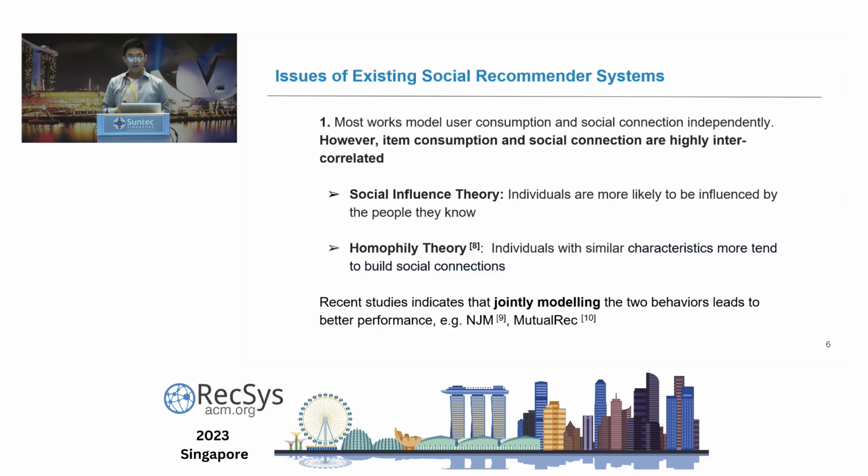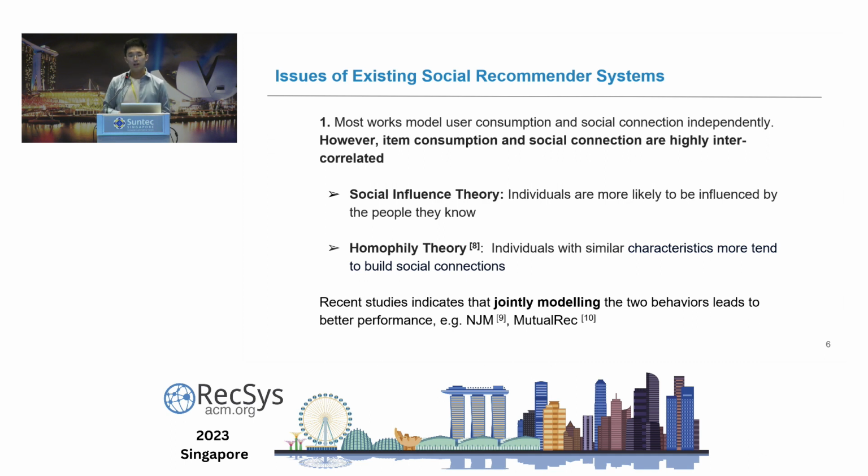Despite their effectiveness, we have identified several limitations of existing social recommenders. The first one is that most of them model user consumption and social connection independently. For example, in social recommenders, most work just uses the social links to boost item prediction performance. The other way around, some work in social link prediction uses the user's consumption information to help enhance link prediction performance. But very few consider jointly modeling those two behaviors simultaneously.